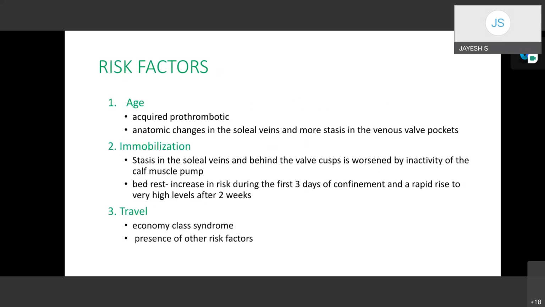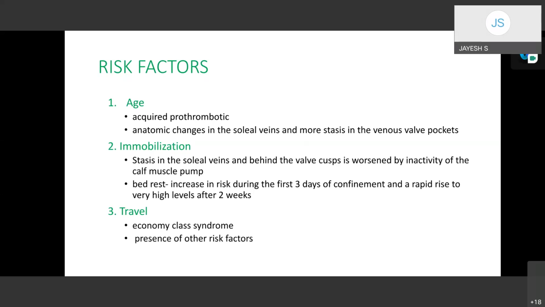Then coming to each risk factor, first one is age. It's an acute prothrombotic condition. The risk for venous thrombosis increases with age, and it is noticed that there are anatomic changes in the soleal veins, and more stasis will be occurring in the venous valve pockets with increased age. Second one is immobilization. There will be stasis in the soleal veins and behind the valve cusp, which is worsened by inactivity of the calf muscle pump.